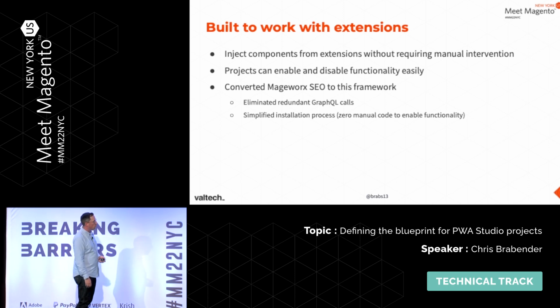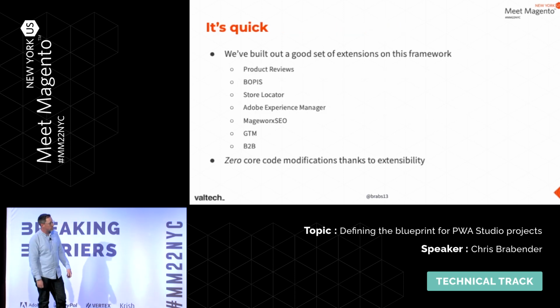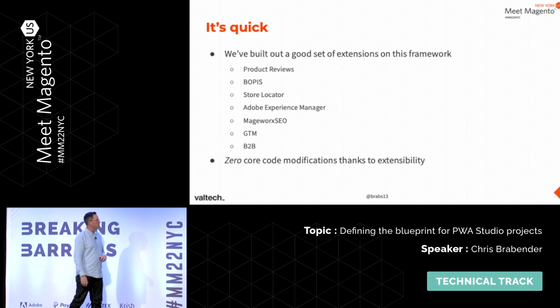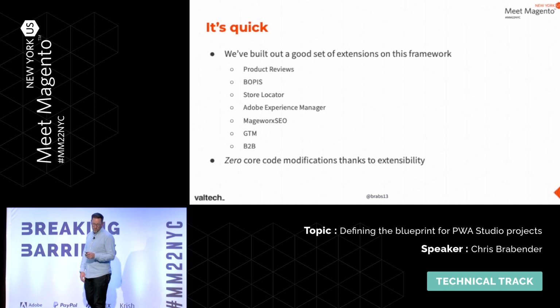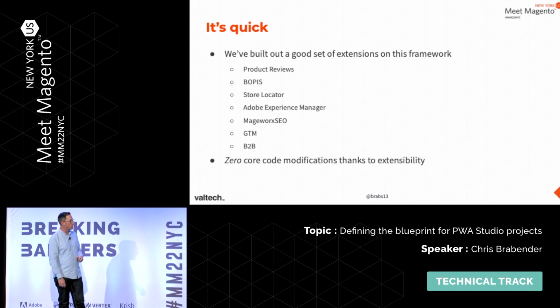There's no manual code required to enable any of this functionality, so it's a much simpler process and much more performant as well. So it's quick to work with as well. We built out a good set of extensions on this framework: reviews, BOPUS, Store Locator, Adobe Experience Manager, MageWorks SEO, Google Tag Manager, and a B2B suite as well. We built all of this with zero core code modifications through the extensibility framework.